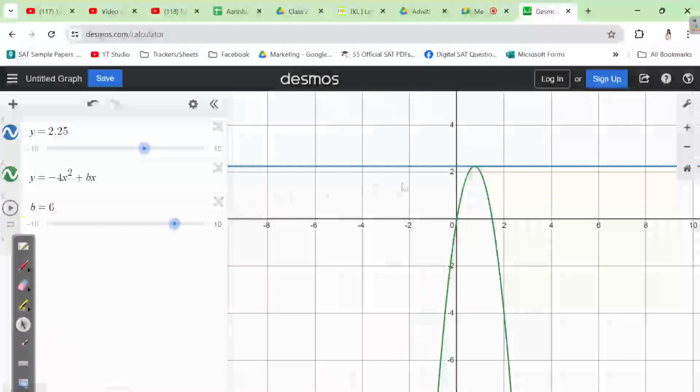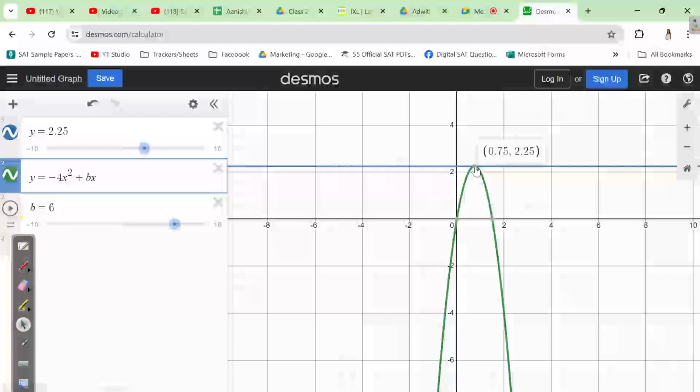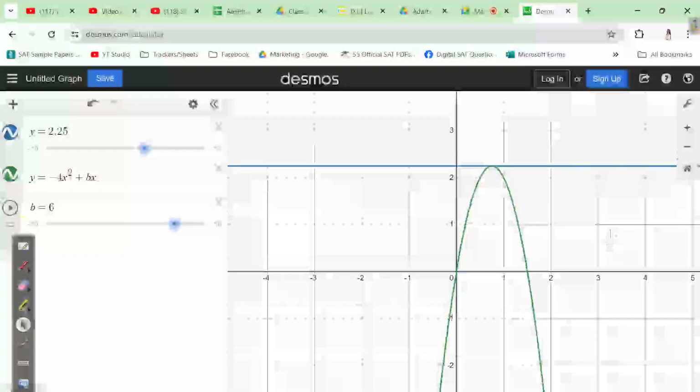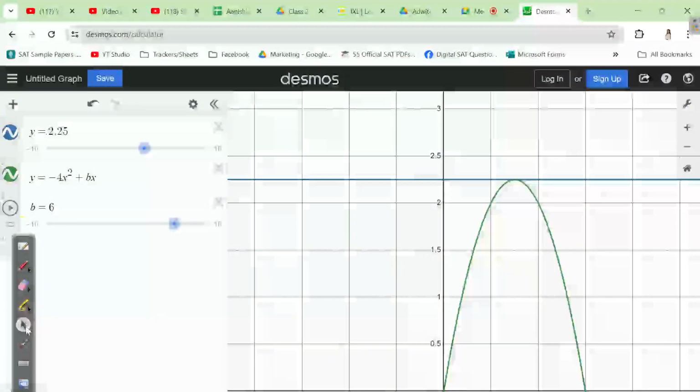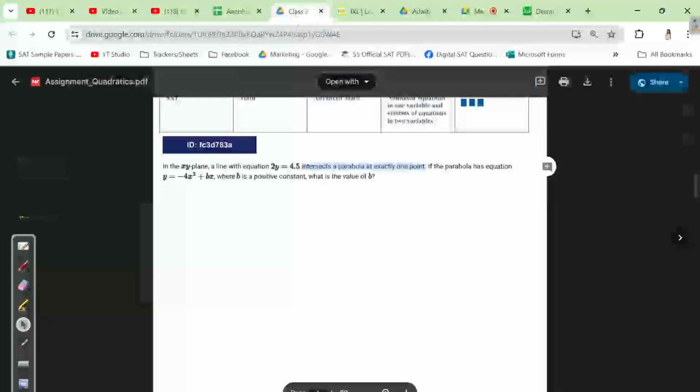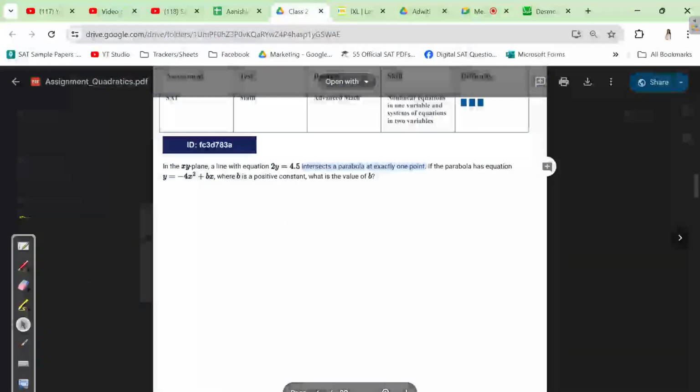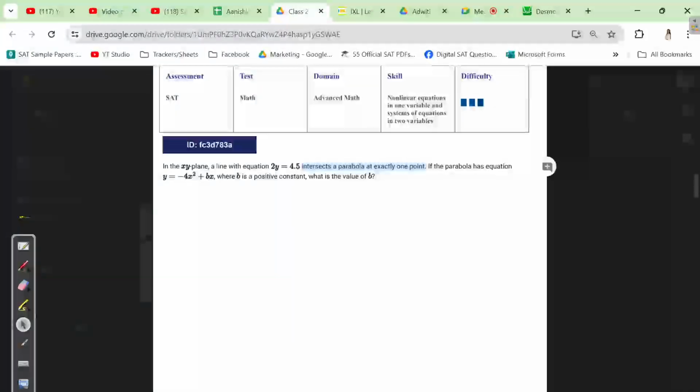Okay. So the answer is going to be 6. But be really sure that it should touch the line. Sometimes it may look like it is touching. Okay. But I hope you also know how to solve it algebraically. Yeah, yeah, I do.